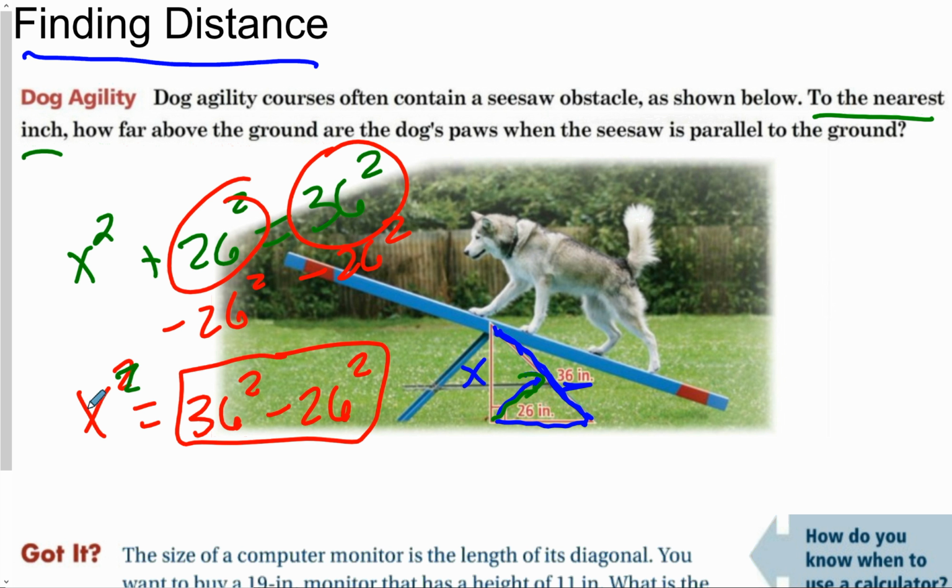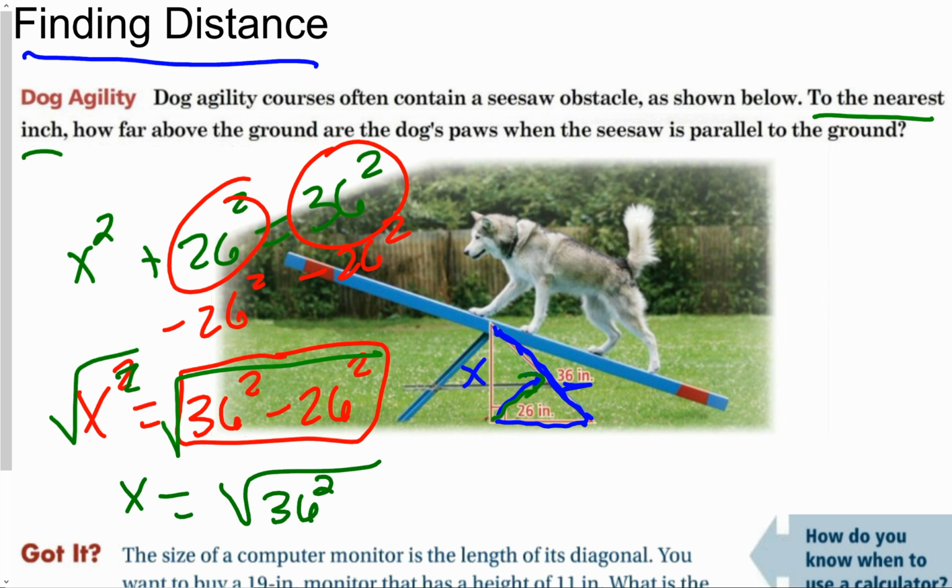So how do we get rid of squared? Well, we square root. So we're going to square root both sides. Then I could enter this into my calculator: square root, hit 36, square it, subtract, and then hit 26 squared. What you have to be careful of here is making sure your calculator does it correctly. You don't necessarily need to put parentheses in here, but if you put parentheses around the 26, that's fine, because your calculator is going to square first and then subtract.